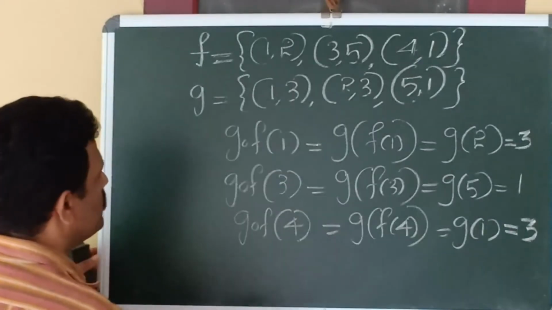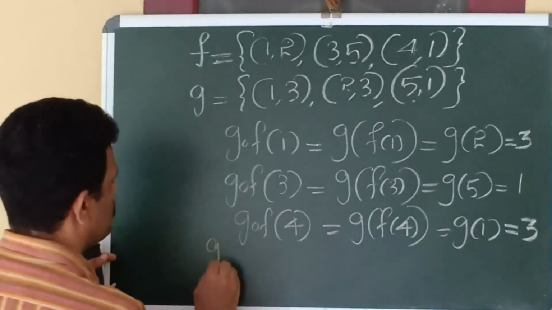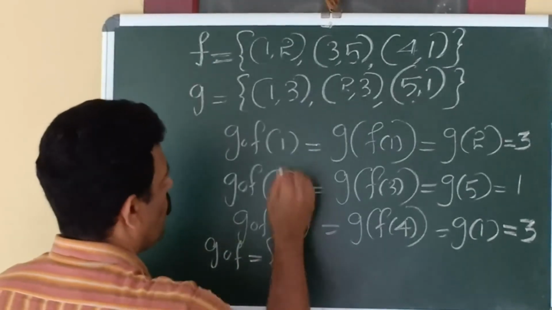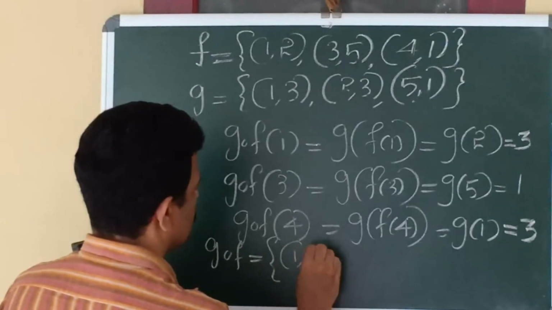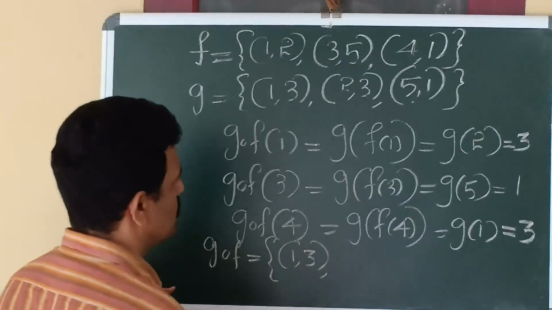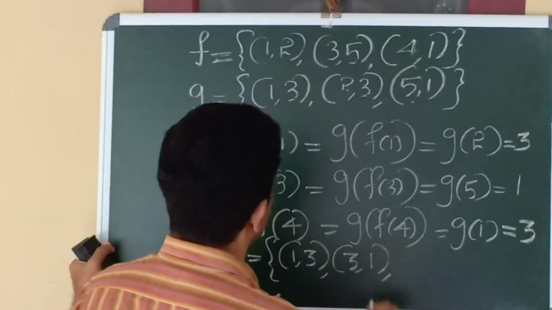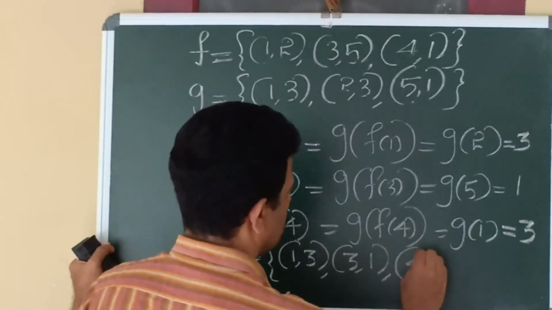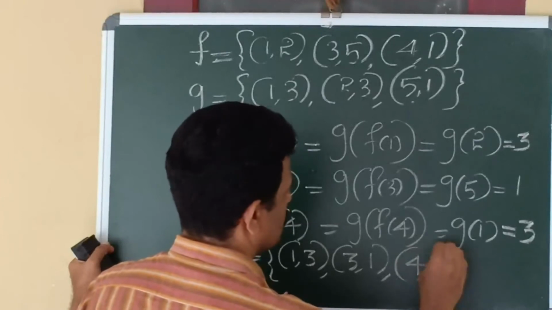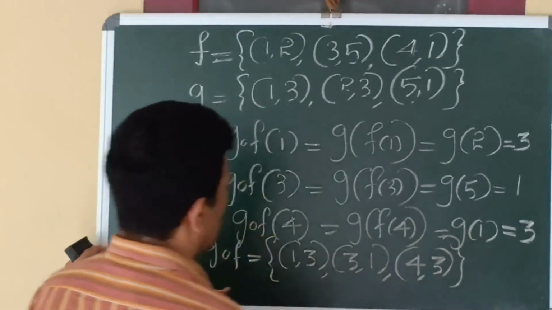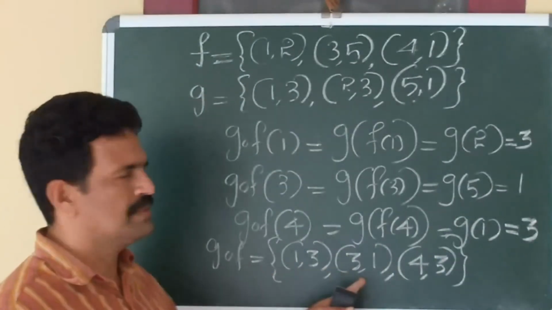Now we have to write it g dot f. That is equal to (1, 3), (3, 1), (4, 3). So the answer is g dot f is this.